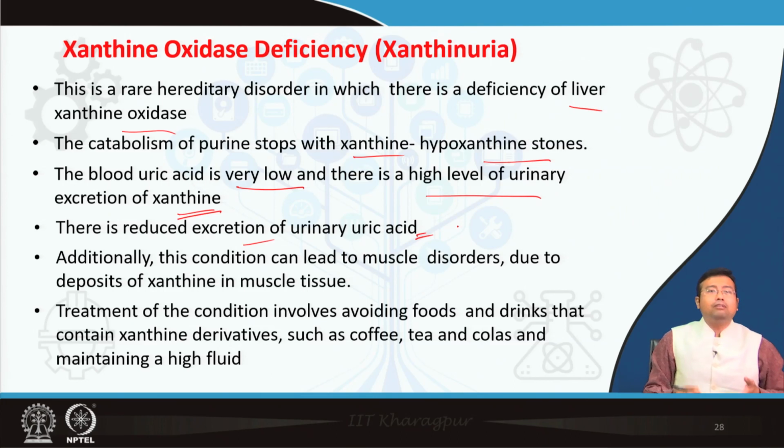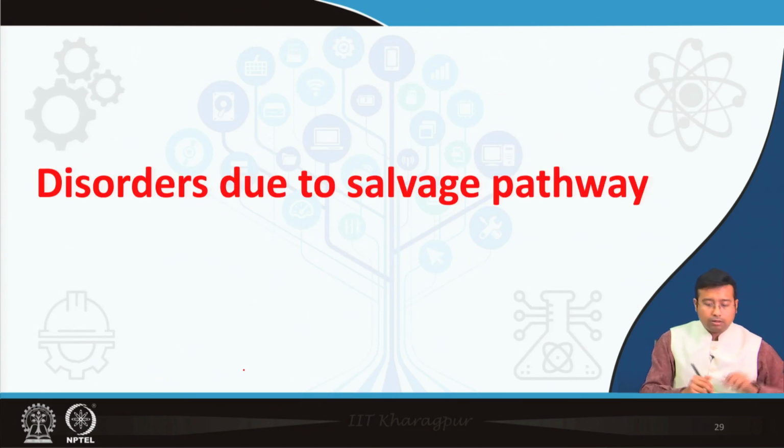So, treatment involves avoiding food and drink that contain xanthine derivatives such as coffee, tea, Coca-Cola, and maintaining a high fluid intake, so that the excess xanthine can be dissolved in urine.